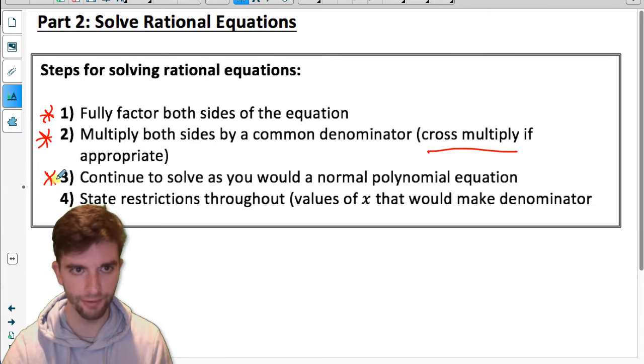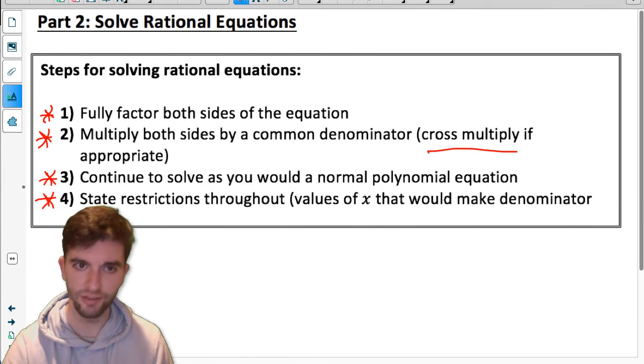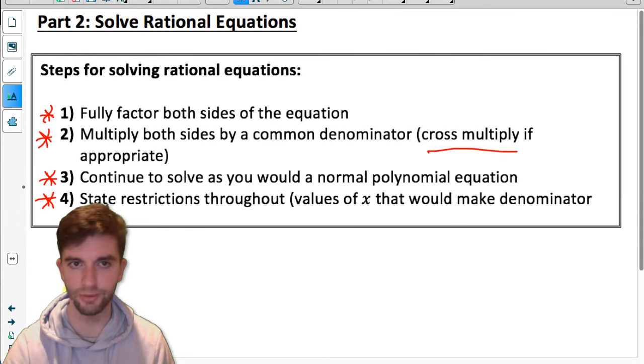Step 3, after the fractions are gone, just continue solving it as you would any normal polynomial equation. And we should also state the restrictions throughout. So if there are any values of x that would make any of the expressions in our equation undefined, we state that as a restriction.